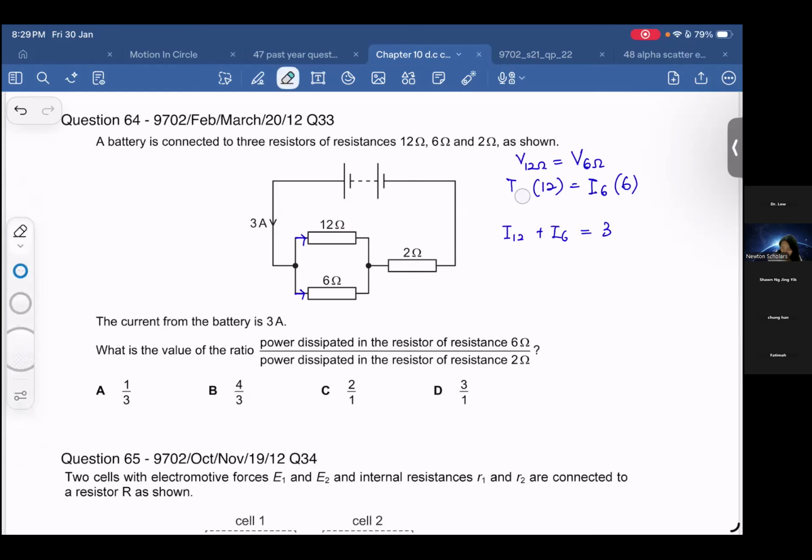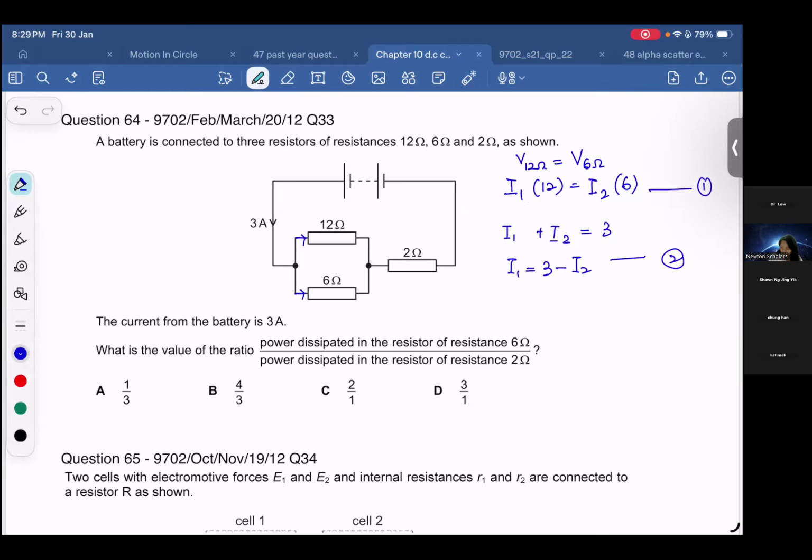Okay, so let's say I label this one I1, this is I2. So I1 plus I2 is 3, so your I1 is 3 minus I2. Okay, so equation 1, equation 2. Substitute in: 3 minus I2 times 12 equals 6I2. That's 36 minus 12I2 equals 6I2.